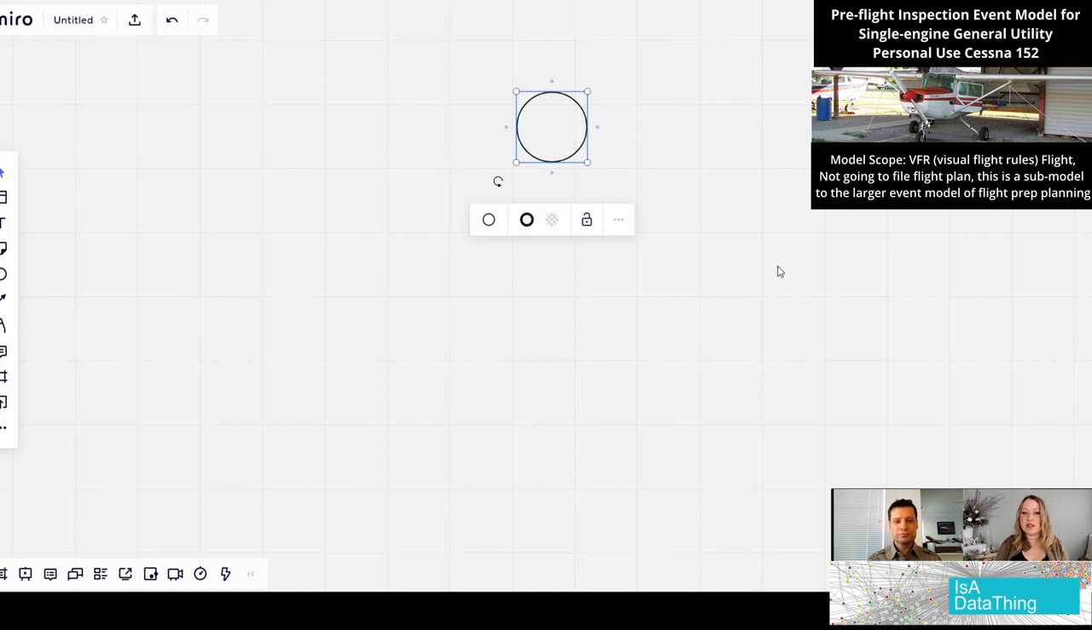So some of the preconditions are some of the things that you mentioned a little bit earlier, Mark, like what kind of aircraft, what kind of event plan are we actually walking through? So all of that is going to be our preconditions that you want to make sure that you outline.